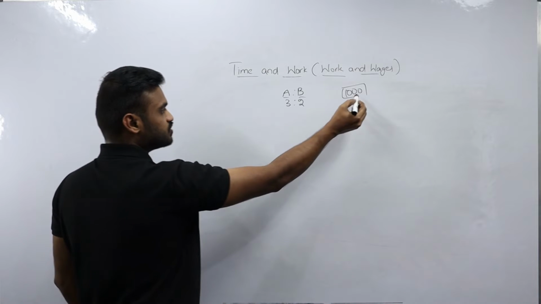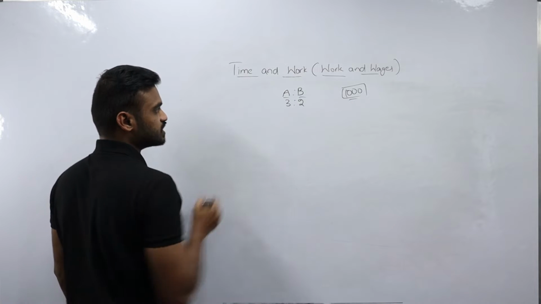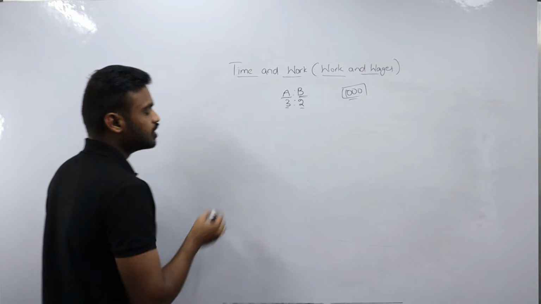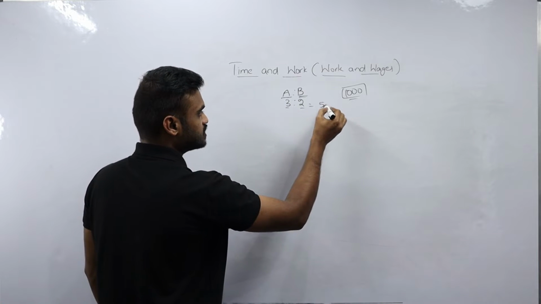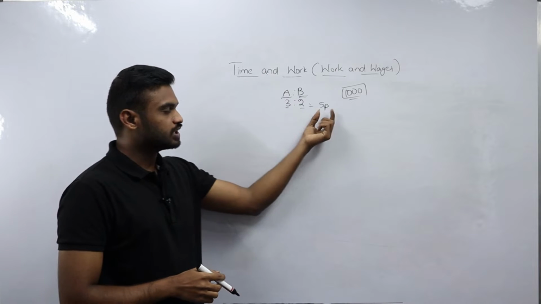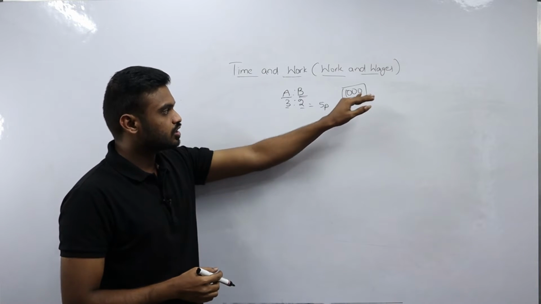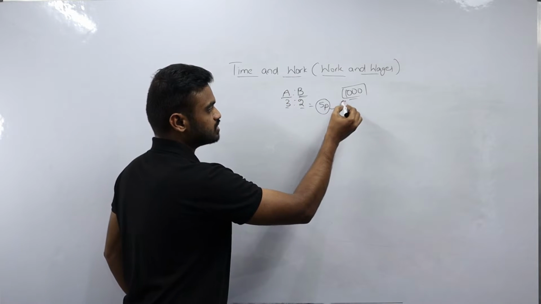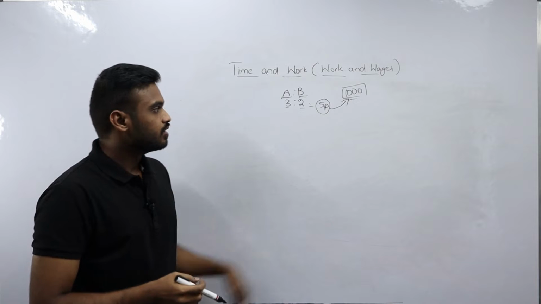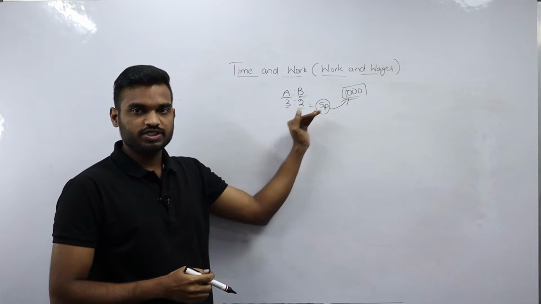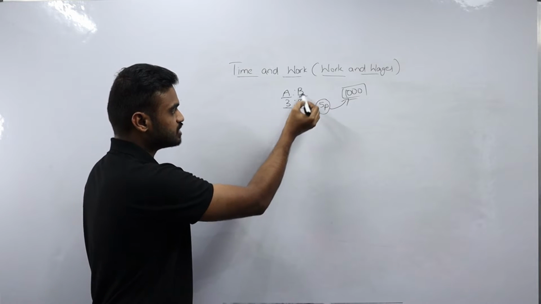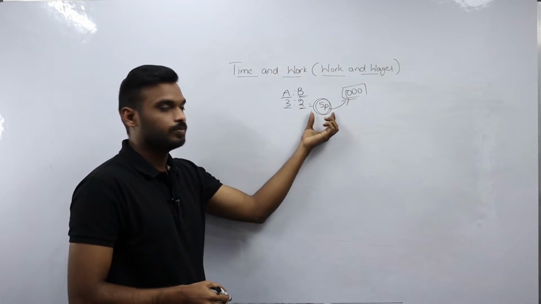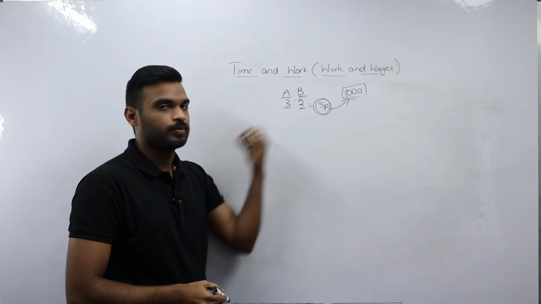Now this 1000 rupees will be divided among A and B based on their efficiency. We already know that A's efficiency is 3 parts and B's efficiency is 2 parts. So they are totally 3 plus 2, that is 5 parts in efficiency. And we know that 1000 rupees will be divided among the persons based on the efficiency. So we can simply say that these 5 parts are equal to 1000 rupees.